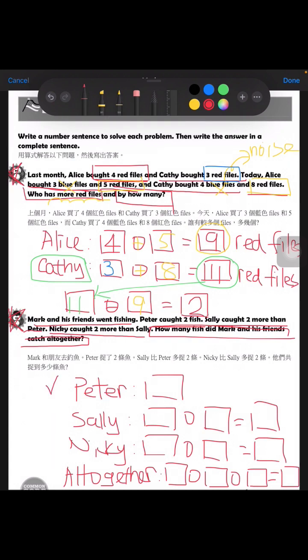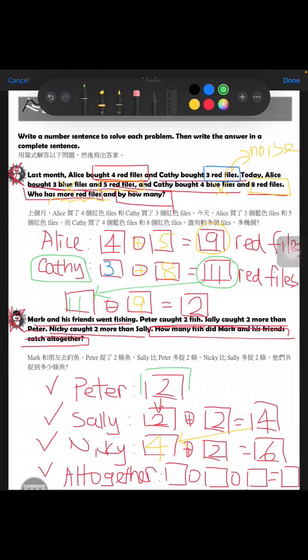We can do this step by step. First, Peter caught 2 fish. You can see it from the question. Then we can calculate how many fish that Sally has. Sally caught 2 more fish than Peter. So we will use 2 plus 2 equals to 4. And then Nicky. Nicky caught 2 more than Sally. Sally caught 4 fish, so we use 4 and then plus 2. So how many fish does Nicky have? Right, 6.